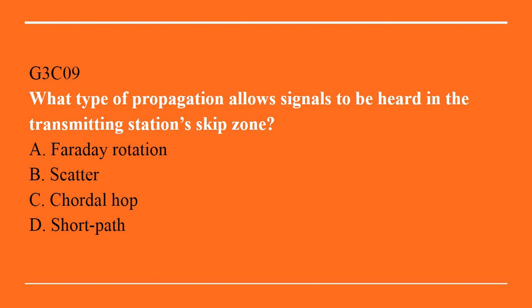G3C09, what type of propagation allows signals to be heard in the transmitting station's skip zone? A. Faraday rotation. B. Scatter. C. Chordal hop. Or D. Short path. Correct answer is B. Scatter.